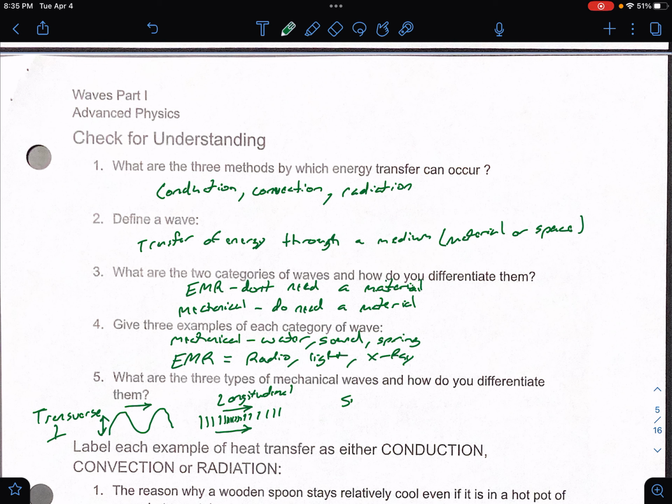Versus a surface wave. Okay, that is like the surface of water. Okay, you have both longitudinal going down and up, and you also have a transverse going left to right. So surface is just a combination of both. So combo of both.